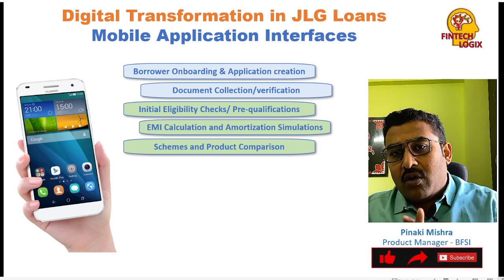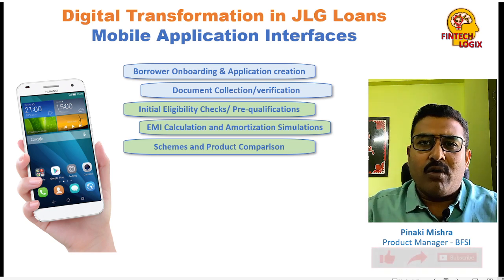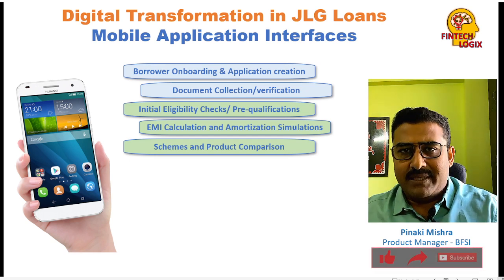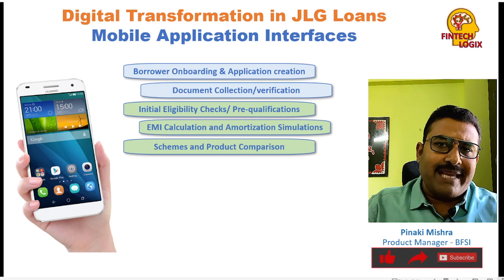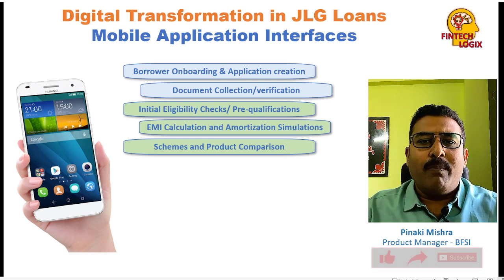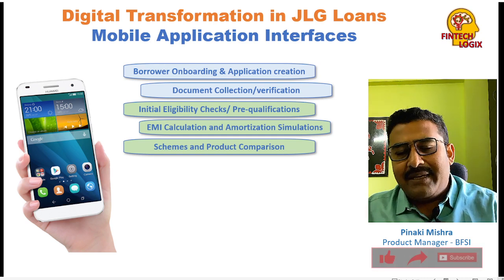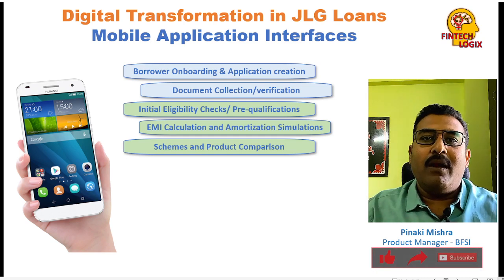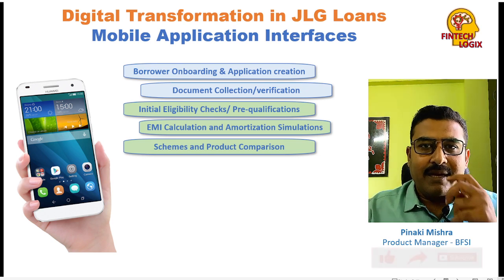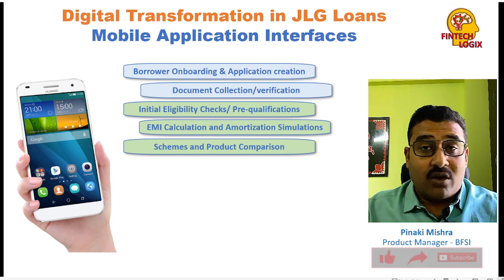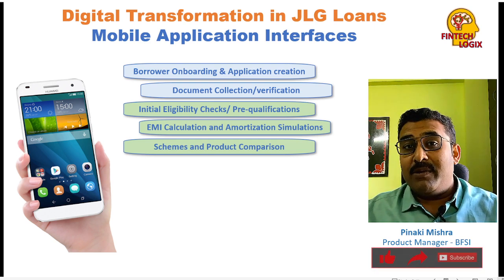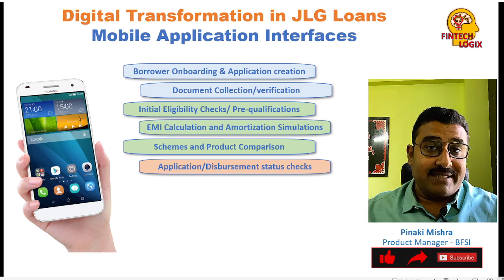This also helps to show the borrower different kinds of schemes and product comparison. The same lender offers different kinds of products, and mobile apps have started giving multiple offers to JLG borrowers, so that it fits his or her need for taking a loan. So this can also be made available through the mobile app of the DSA.